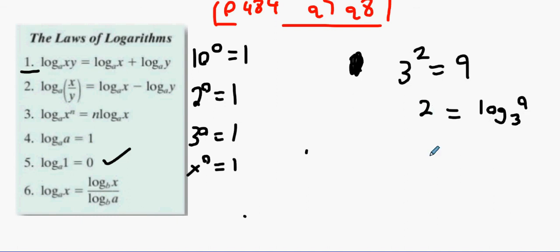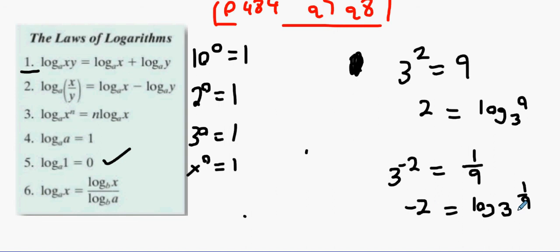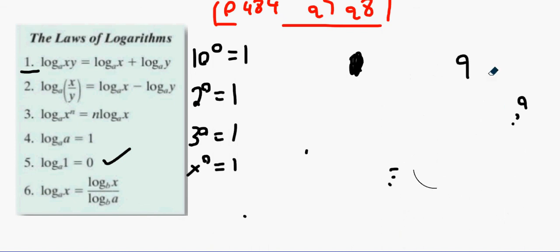Let's try another one. 3 to the power of minus 2 is what? 3 to the power of minus 2 is 1/9. What's log 1/9 base 3? Minus 2. How many 3's do you need to make a 9th? Well, it's actually 3 to the power of minus 2. That would be a 9th. Is that okay?